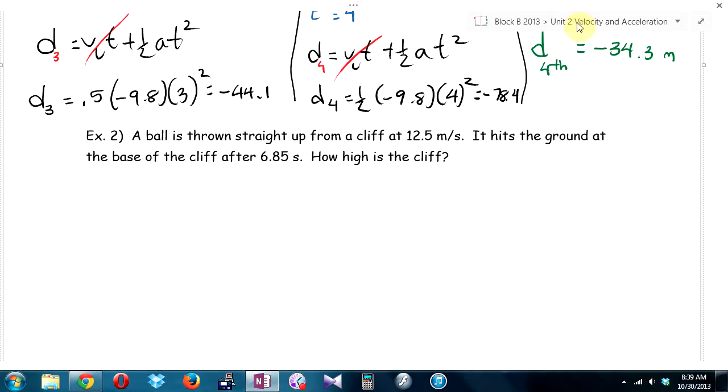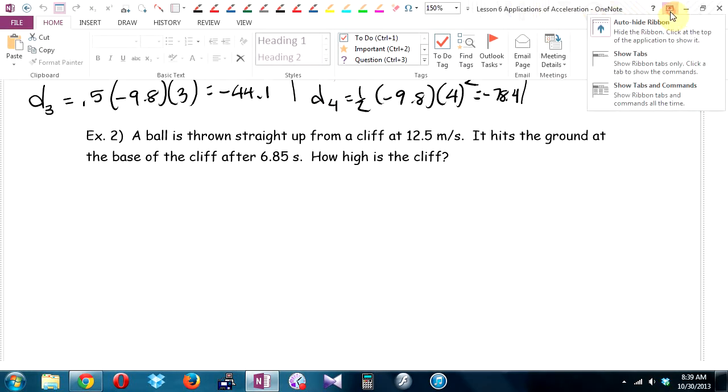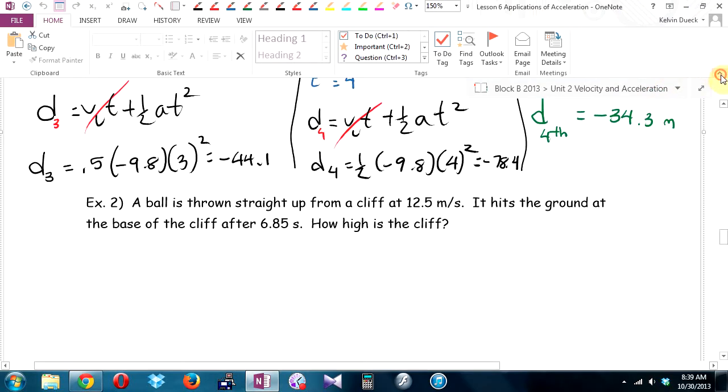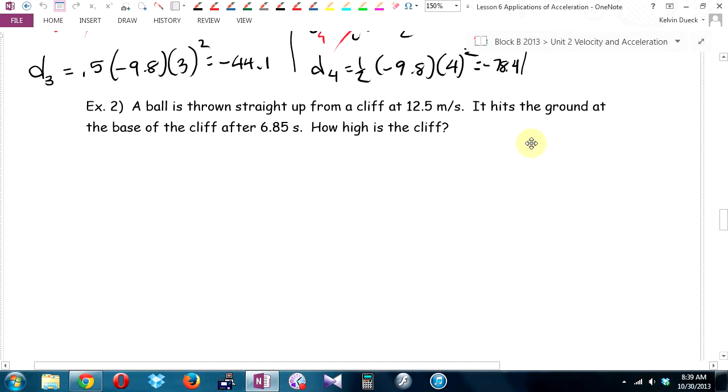So continuing from where we left off, now we're looking at free fall, which is a neat application. I'm kind of nuts about it. Example 2. A ball is thrown straight up from a cliff at 12.5 meters per second. It hits the ground at the base of the cliff after 6.85 seconds. How high is the cliff?